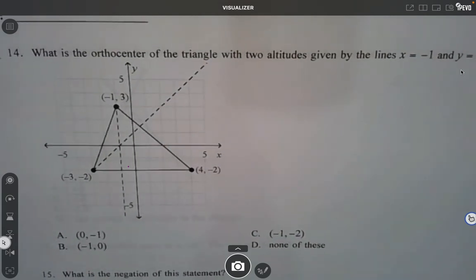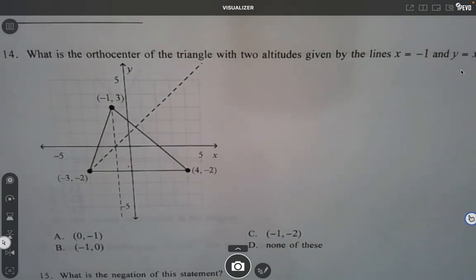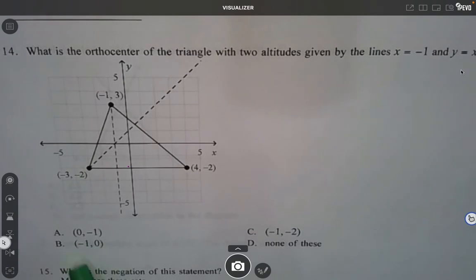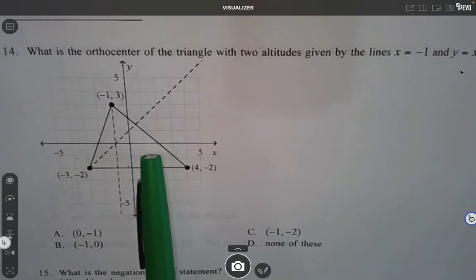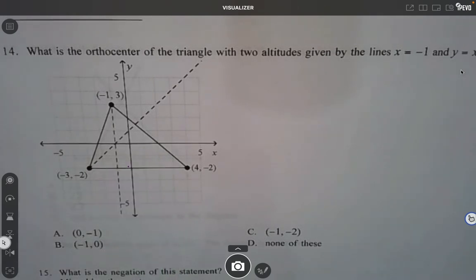Number 14. What is the orthocenter? They drew the picture on the graph for you. You could look it up in your notes, like what is the orthocenter? But where do the altitudes cross? They go over -1 and they stay there at 0. They're looking at the answer choices. It's -1, 0. Oh, my bad. You put B. I was on the wrong page. Okay? Is everybody okay with that?